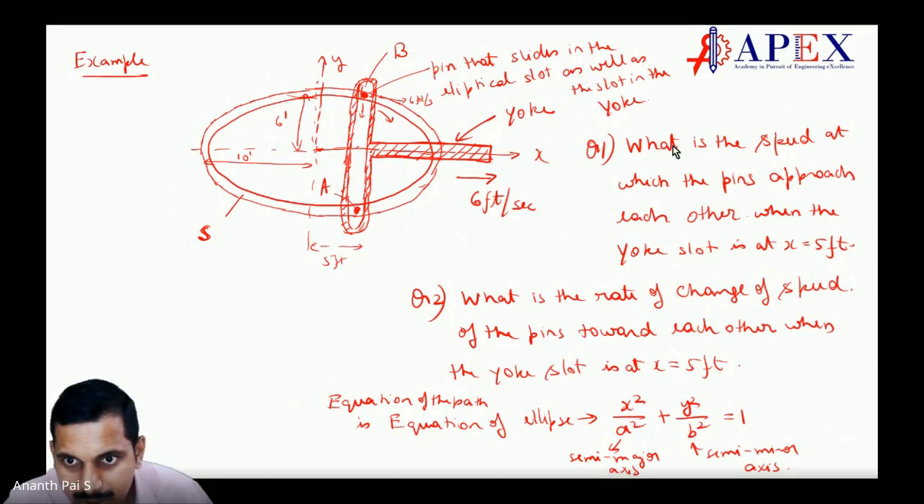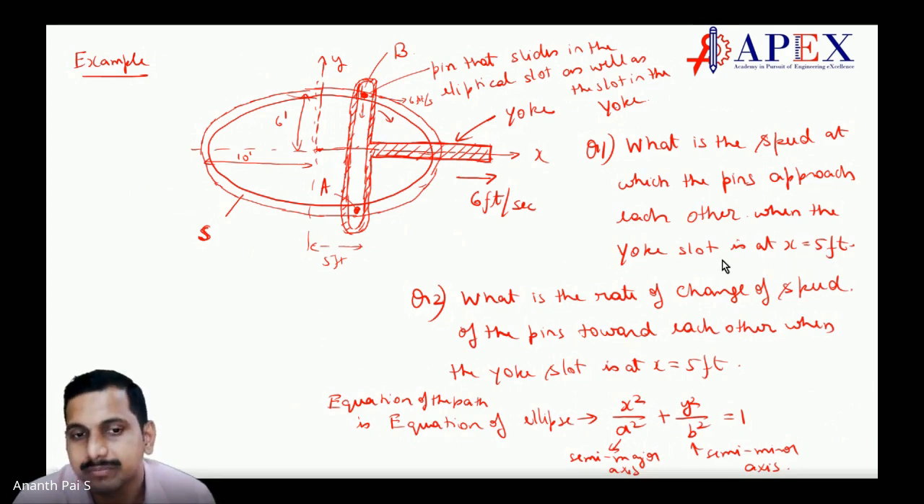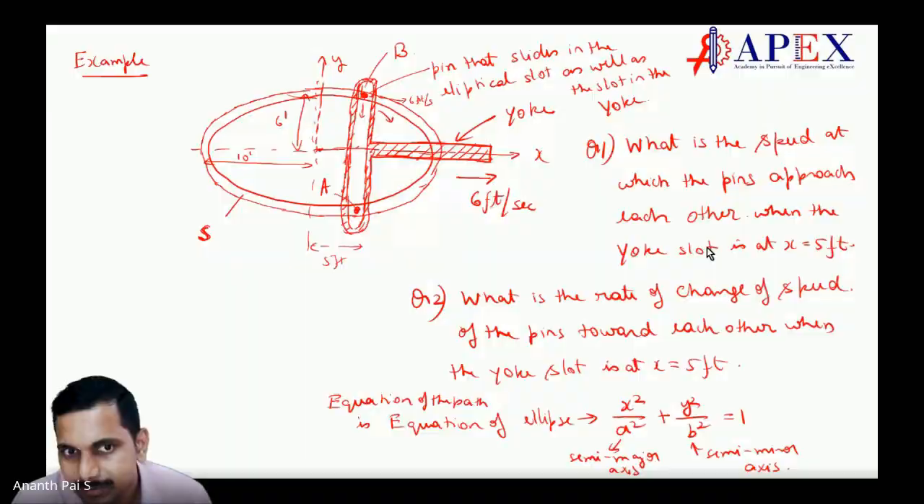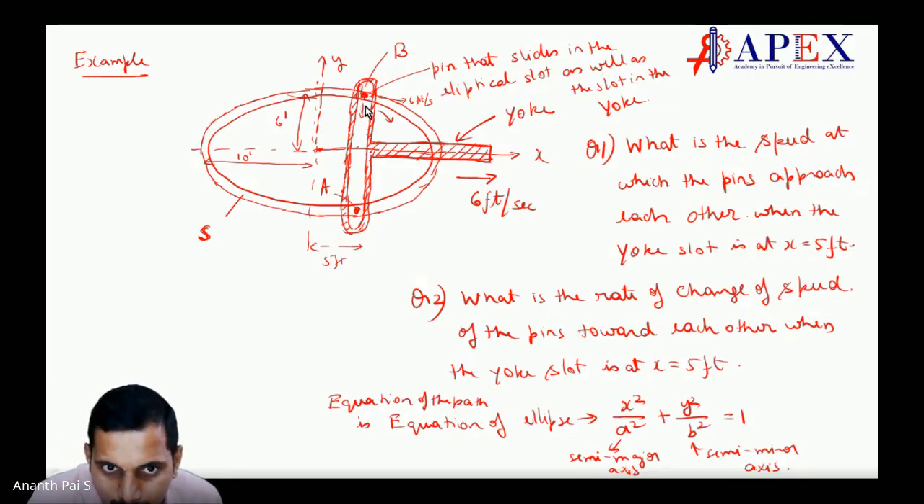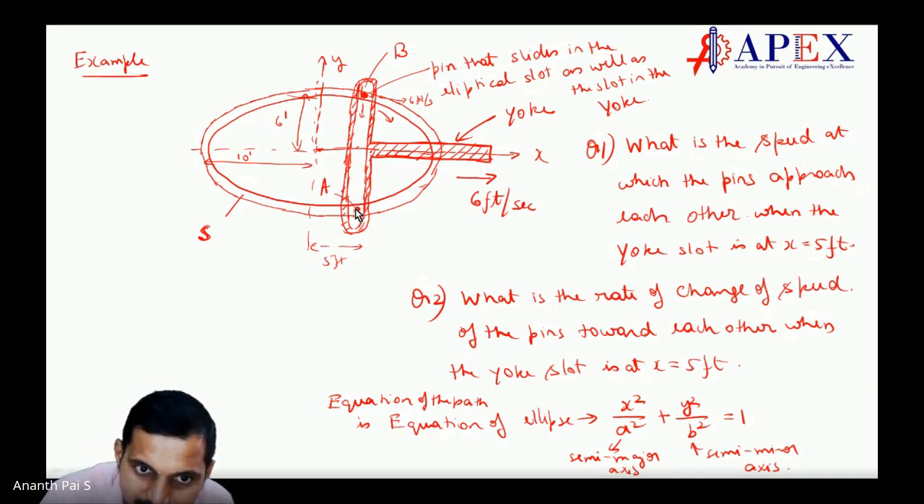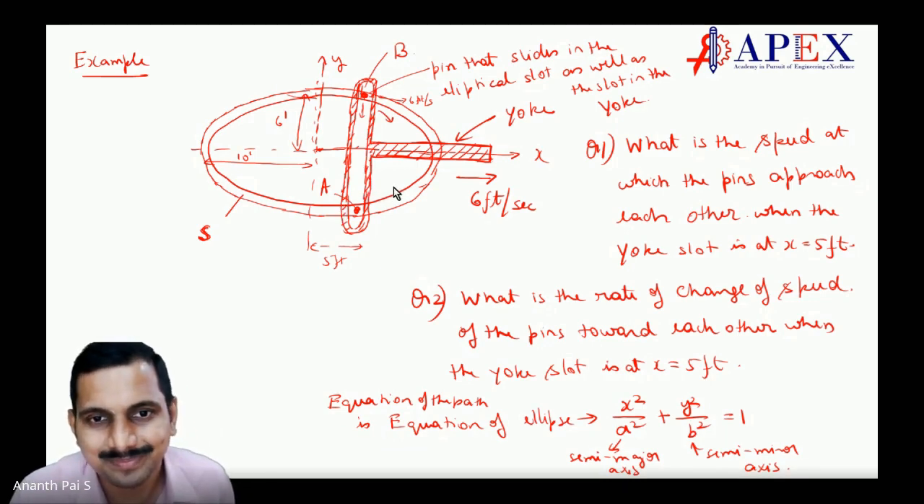No, sir, I didn't understand. What more you have to calculate? For pin A and pin B. See, what is the question? What is the speed at which the pins approach each other when the yoke slot is at x equal to 5 feet? That is the first question, right? So calculate the speed. This has come as minus 2.08, that means it is coming down. This comes as plus 2.08, it comes up. So what is the speed at which it approaches? You have to add those two up, is it not?